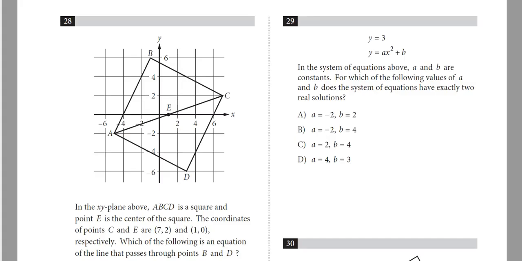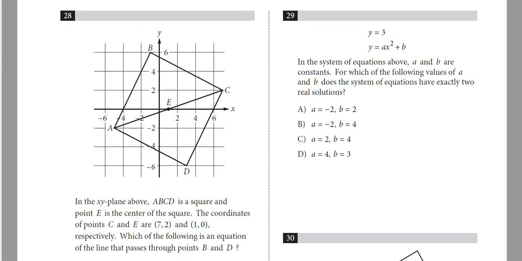Number 29, system of equations. It looks a little bit messier than usual, so let's go through and figure out what we need to do. I see we have y equals 3, which is linear, just a straight line. And then we have y equals ax squared plus b, which is a parabola. So I have a line and a parabola crossing.